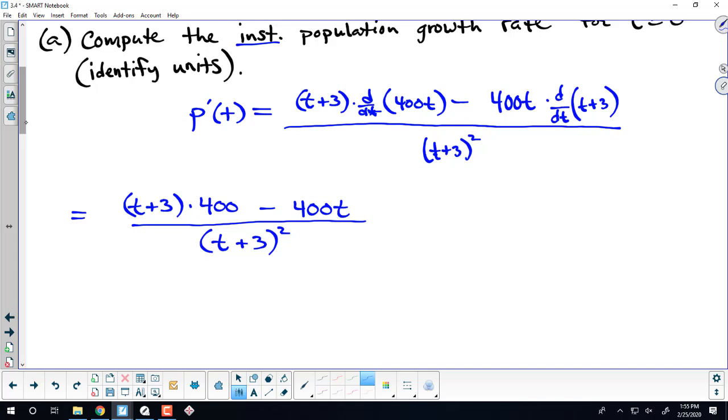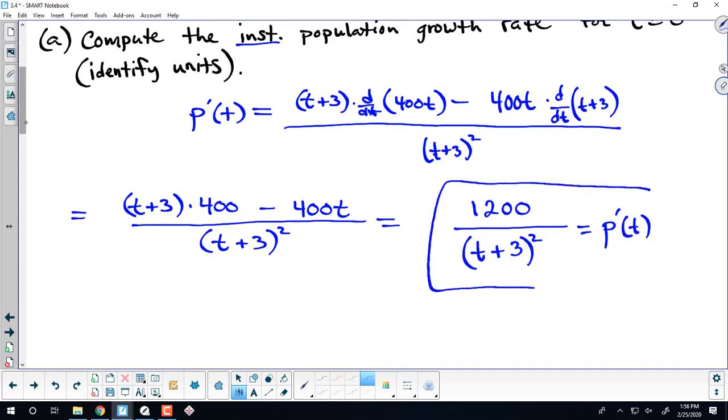Up top we have 400t plus 1200 minus 400t. So we just end up with 1200 on top, t plus 3 squared on bottom, for P prime. So there's the instantaneous growth rate function for any time.